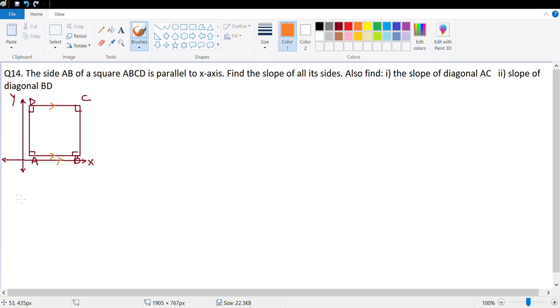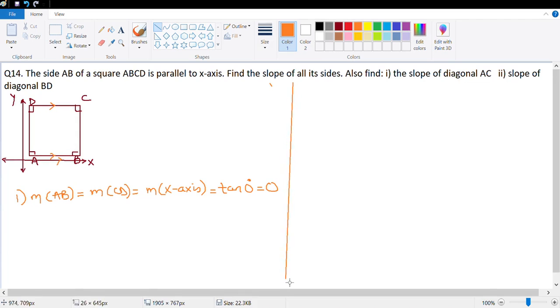So slope of AB would be equal to the slope of CD, which is equal to the slope of the x-axis. Why? Because these sides are parallel, and the slope of the x-axis is equal to tan 0 degree, because the x-axis makes an angle of 0 degree with itself, which means the slope is nothing but 0. So we have slope of AB is equal to slope of CD is equal to tan 0, which is 0.